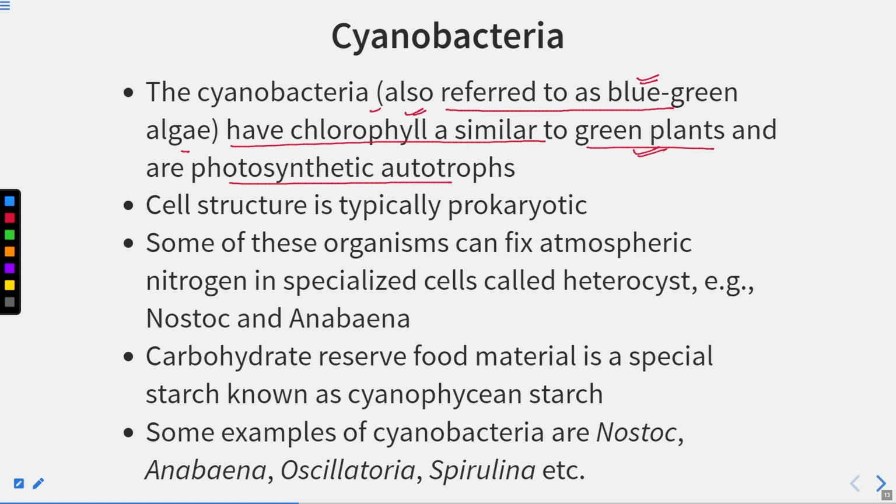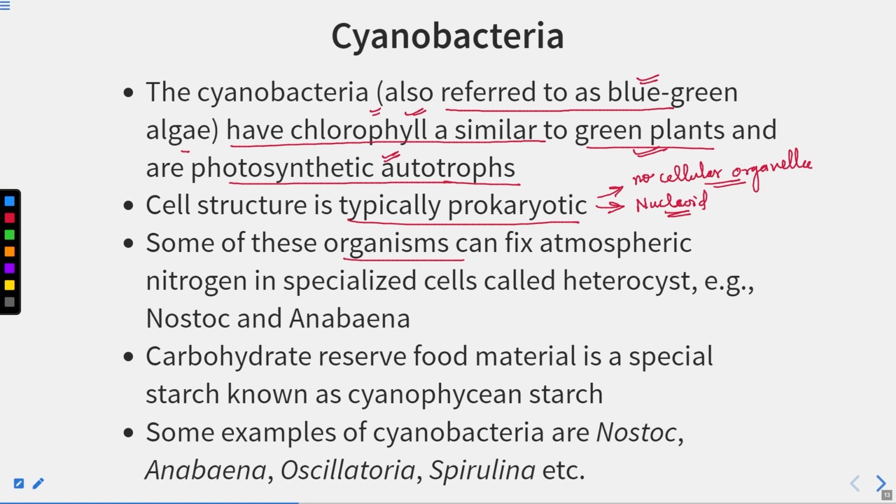So that is also present in the chlorophyll, the type of chlorophyll that is present in the cyanobacteria, and they are also present in the photosynthetic autotrophs. So the cell structure is typically a prokaryotic type, meaning no cellular organelle is present. Cellular membrane bound organelle is not present, and nucleus is also not present. Instead of a nucleus, they are having a nucleoid.